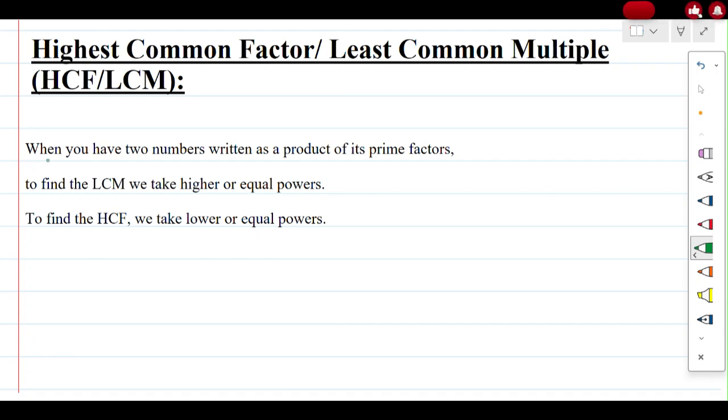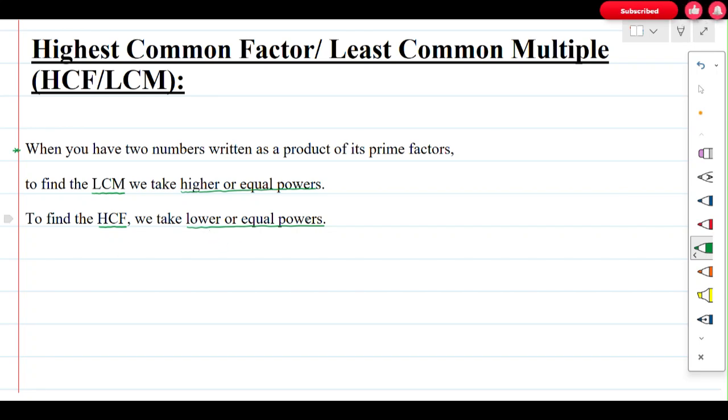Okay. So before going into the examples, let me explain one important fact about figuring out the LCM and HCF of a number. When you have two numbers written as a product of its prime factors, to find LCM, we take the higher or equal power. To find HCF, we take the lower or equal power. Okay, for LCM, the higher or equal power. For HCF, the lower or equal power. So we do the opposite. For LCM, least common multiple, the higher or equal. For HCF, highest common factor, the lower or the equal power, right?